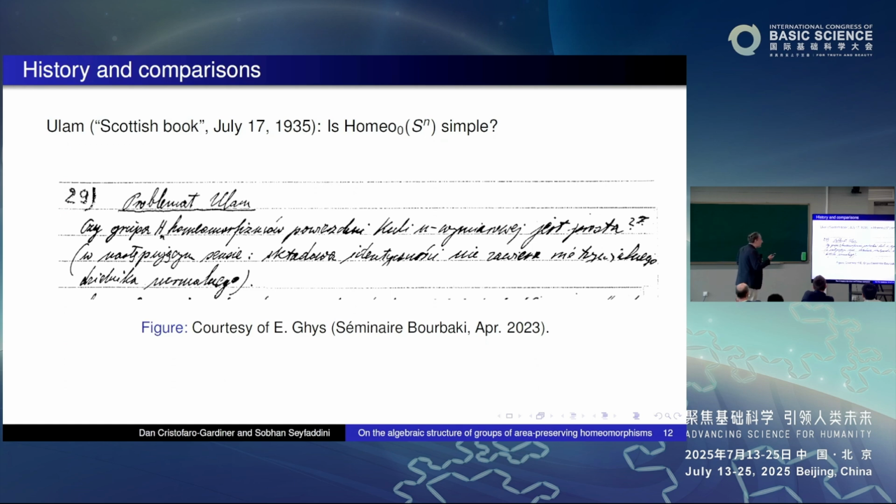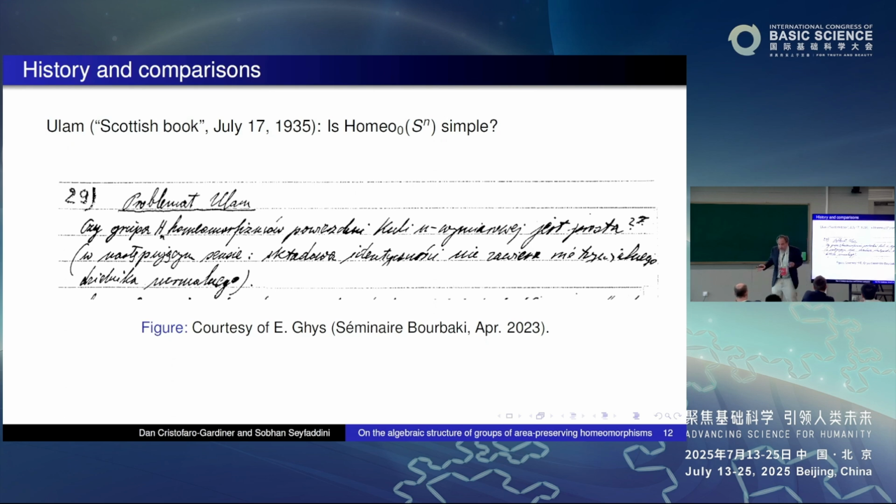Okay, before explaining the proof, we just wanted to give you a little bit more context for how to think about these questions and why you might care about them. First of all, just to give you some sense of history, the question about these algebraic structures of homeomorphisms really goes back to Ulam, who asked the following question in his Scottish book, which essentially amounts to whether the identity component in the group of homeomorphisms of the n-sphere is simple.